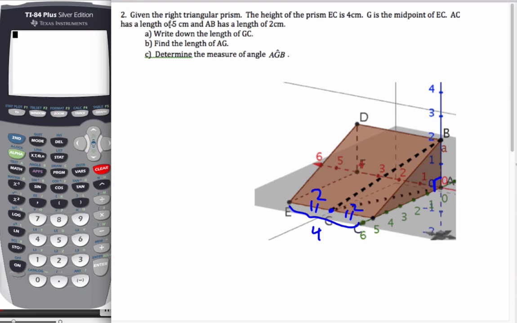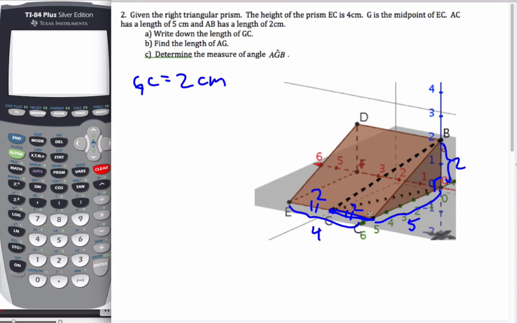AC has a length of 5 centimeters, so AC here across the bottom is 5 centimeters, and AB has a length of 2, so it's 2 centimeters here. We want to write down the length of GC. Oh, well, it's the midpoint. Write it down means there's no calculations to do typically, and so GC I already figured out. It's the midpoint, 2 centimeters.